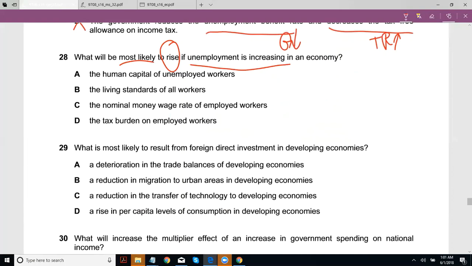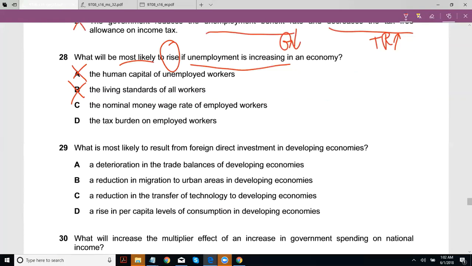The human capital of unemployed workers: when you're unemployed, your capital is likely to go down as you undergo a process known as de-skilling. So your capital goes down. The living standard is likely to reduce because you're unemployed, you have less income, so less living standard.